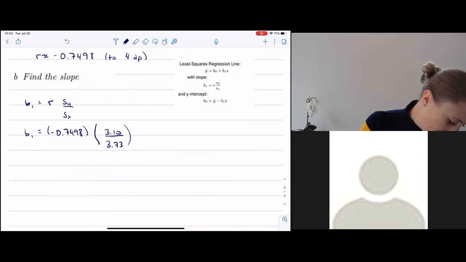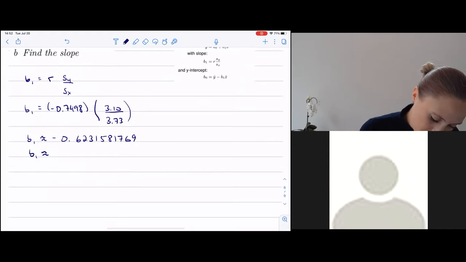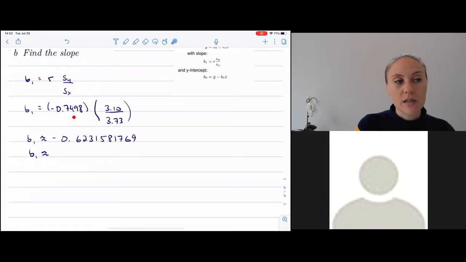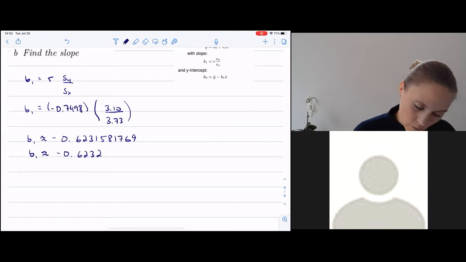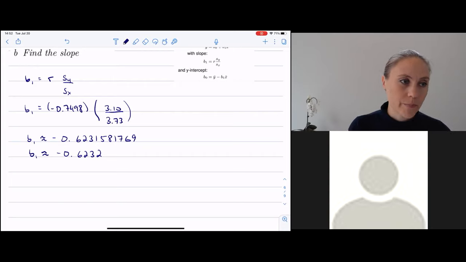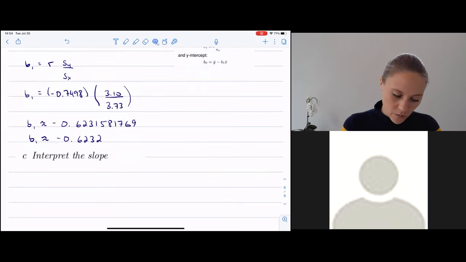So now if we go ahead and do 3.10 divided by 3.73 and then times negative 0.7498, I end up with a slope of roughly negative 0.62315817769. But because I'm using a rounded value to four decimal places here, seems logical to round to four decimal places again. So that's what I'm going to do. So negative 0.6232, right? One is followed by a five, so we have to round it up. Okay, so now I've got the slope, and let me just clean up here. Okay, so we've got the slope.